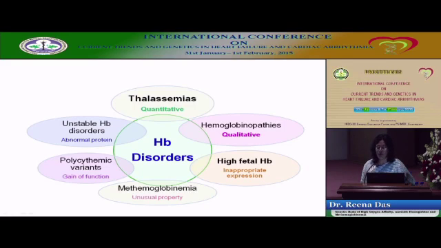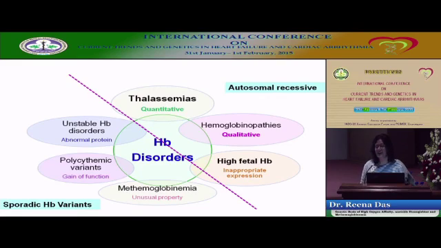Thalassemias. You can get hemoglobinopathies, which are actually qualitative difficulties. You can get high fetal hemoglobin. And then if we divide them, there are two distinct categories. The autosomal recessive are these three, where the parents are asymptomatic carriers, so they are not even aware that they are carrying the abnormal gene.